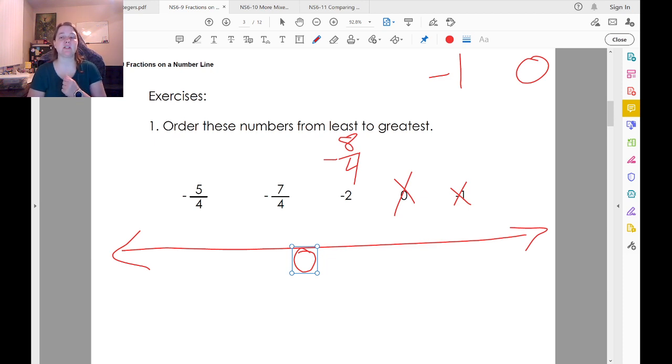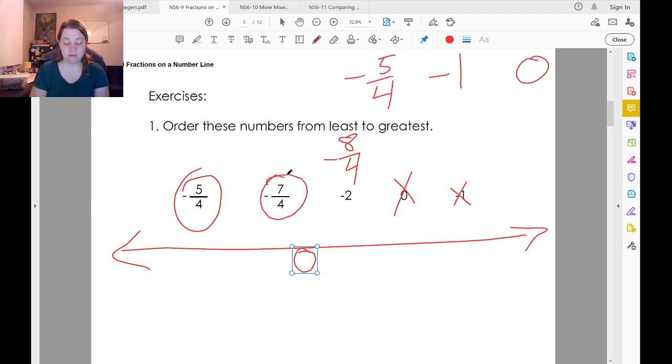What's the thing I'd want to lose the least? That would be -5/4. Then -7/4. And then -8/4. So there are those numbers, and we can verify by going back to the number line. So remember, -8/4, -7/4, -5/4, and then -1.